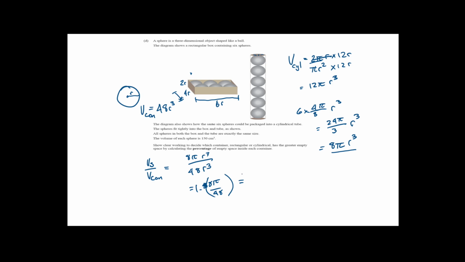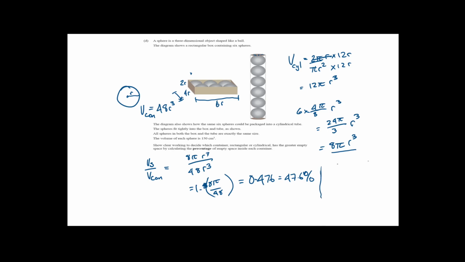So that's going to be the amount that's empty in the container. Maybe this isn't entirely clear, but it's going to be 1 minus 8 pi over 48. Close. So that's going to be 47% of the container is going to be air.